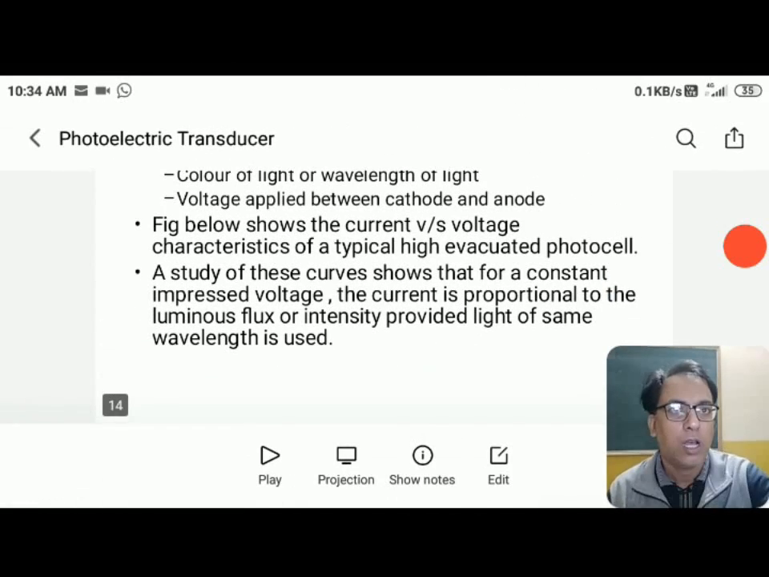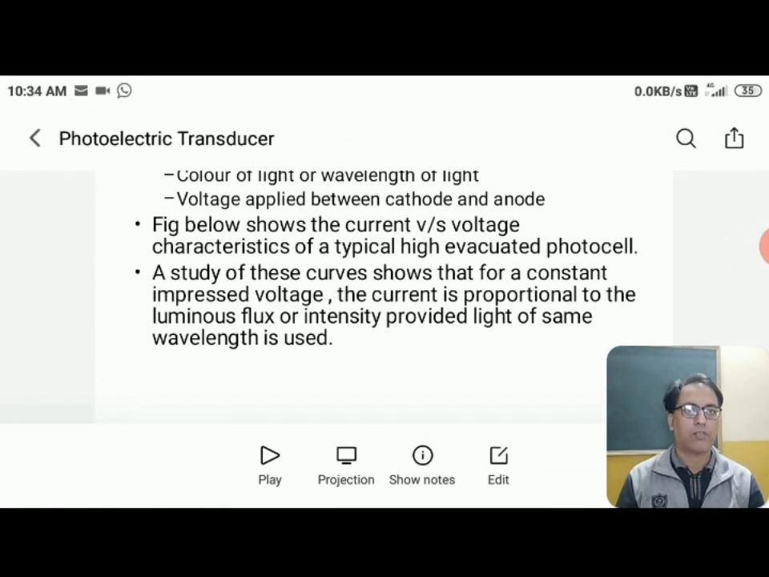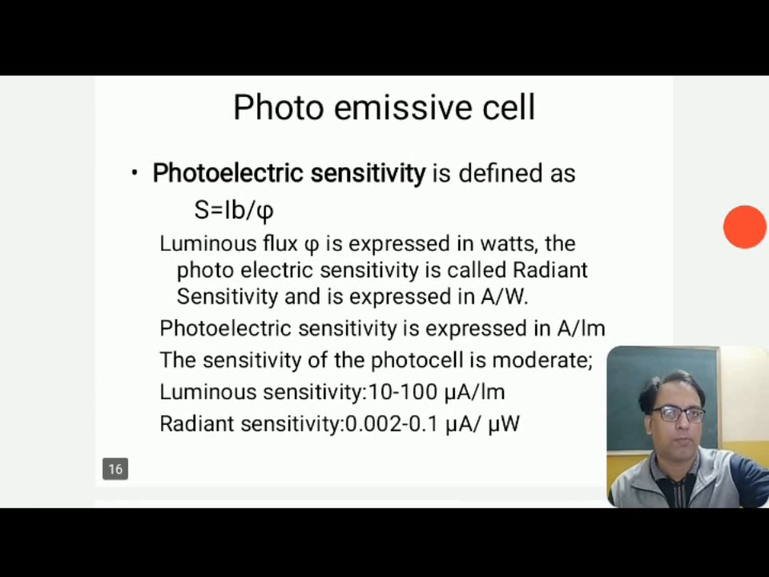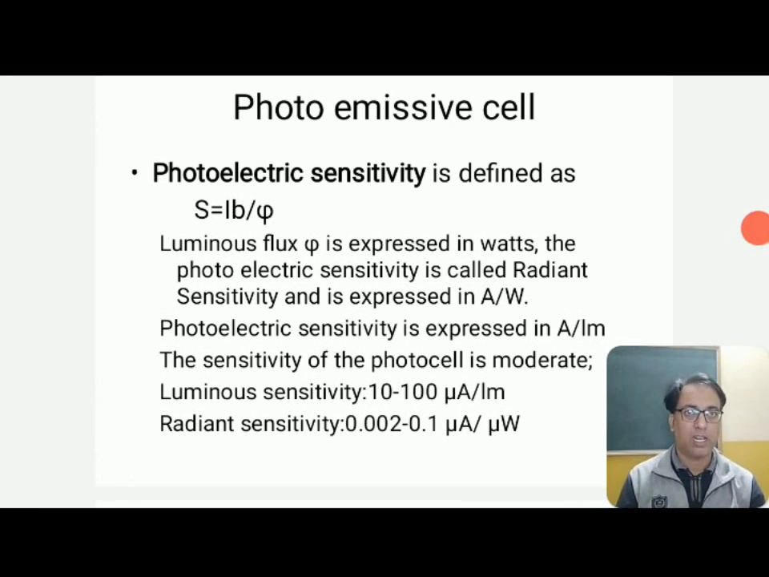Now, a study of this curve shows that for a constant impressed voltage, the current is proportional to the luminous flux or intensity, provided light of the same wavelength is used. Now, let us see some more parameters of a photoemissive cell. The first parameter is photoelectric sensitivity, which is defined as S = I/phi, where the flux phi is expressed in watts. This is called radiant sensitivity and it is expressed in ampere per watt.